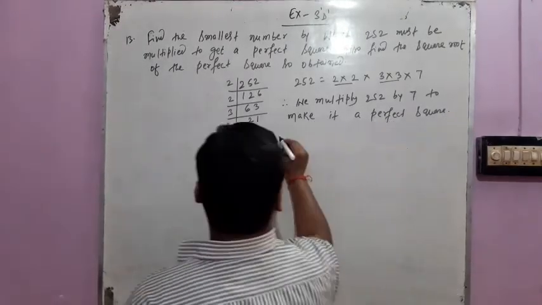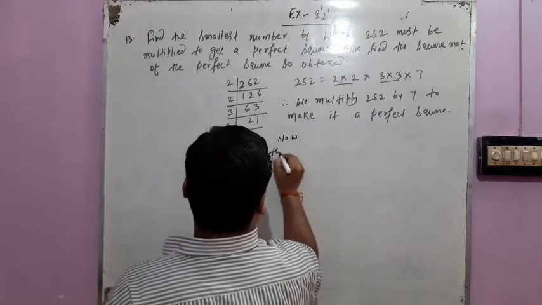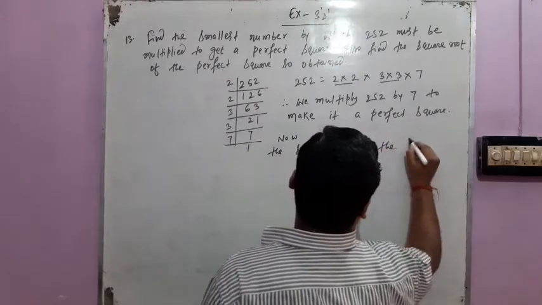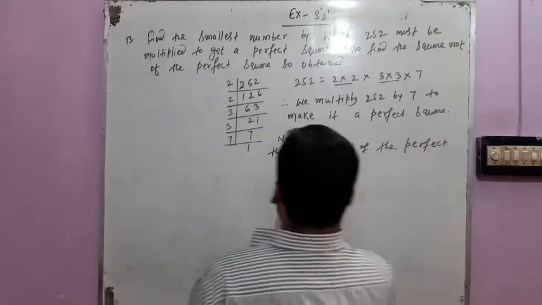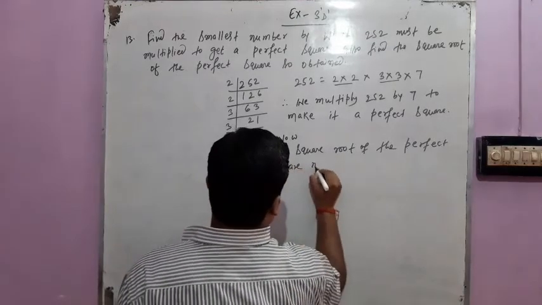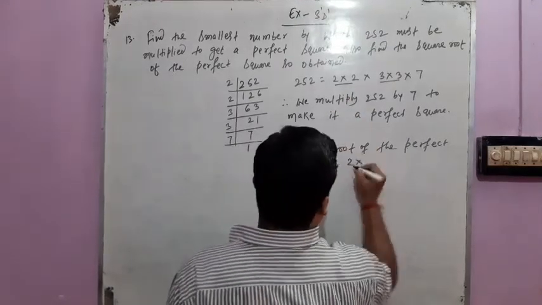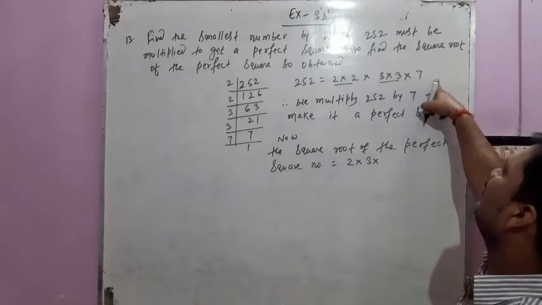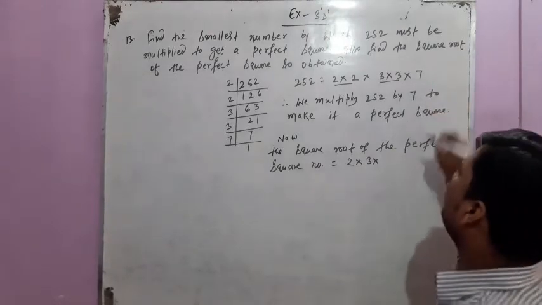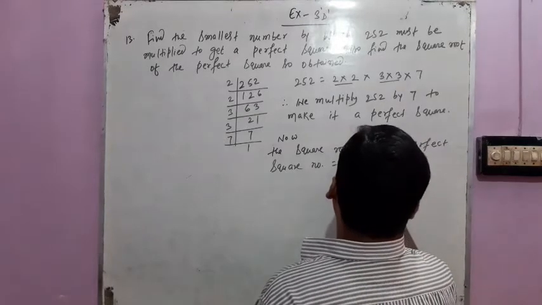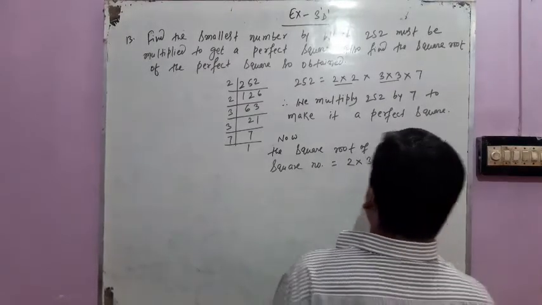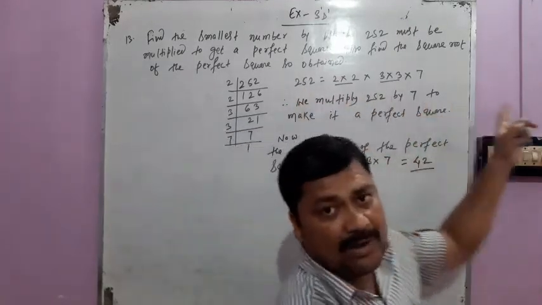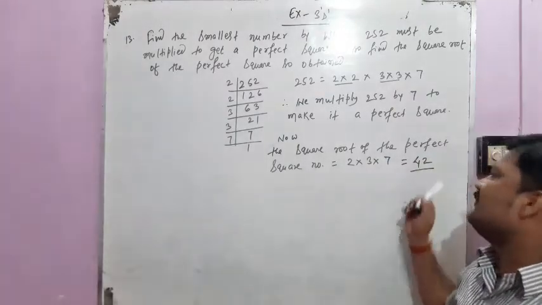Okay, now the square root of the perfect square number is equal to, take 1 2 from here, take 1 3 from each pair, and now when we multiply this number with 7, then here a pair of 7 also be made, so we have to take 1 7. 7 3s are 21, 2 21s are 42. Then when we multiply 252 with 7, then it becomes a perfect square number and the square root of that number is 42.